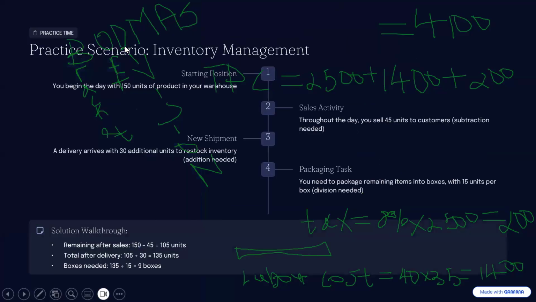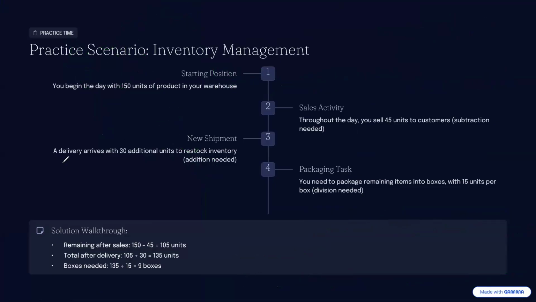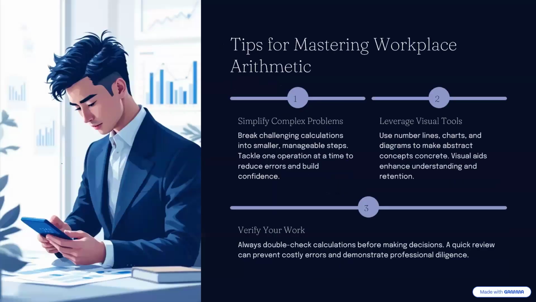These are some small tips for mastering workplace arithmetic. Let me delete all drawings. Good. These are some small tips. The first thing is that make sure that you don't handle things that are very complex. Simplify them, break them into smaller steps. Identify what can be added, what can be multiplied, what can be subtracted. Determine the order in which you are supposed to handle them so that you minimize errors.